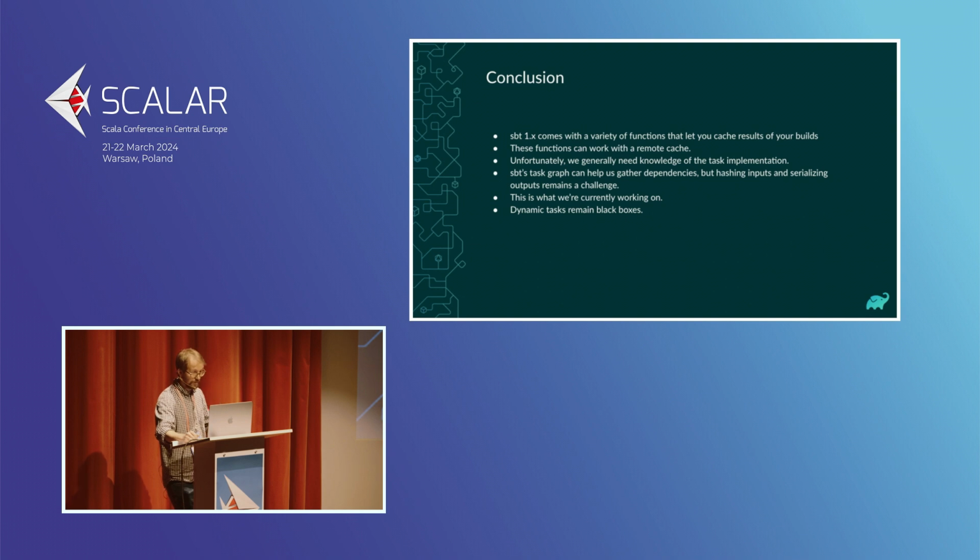So to conclude, we have a variety of functions that can be used in SBT to cache the results of the build. All of those functions at the moment can completely work with a remote cache. You have to implement a cache store that would communicate with a remote machine. But using those functions that exist at the moment, you really need knowledge of the task implementation. You need to figure out which tasks need to be cached so that your build can benefit from the most acceleration.